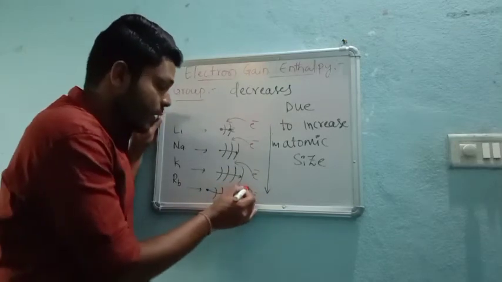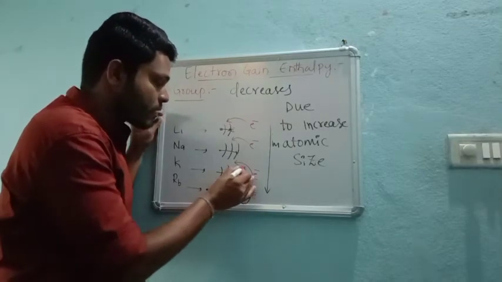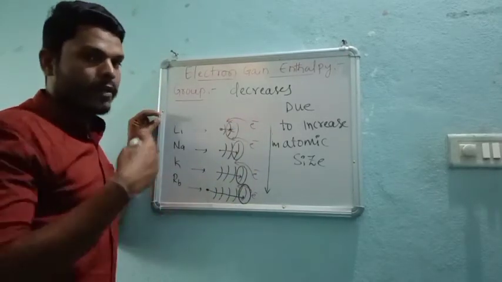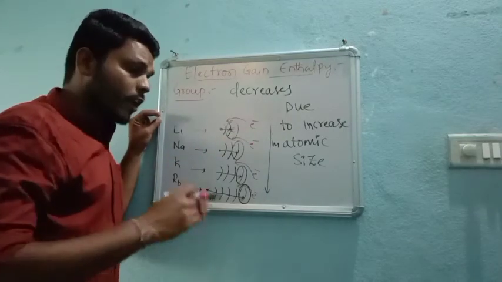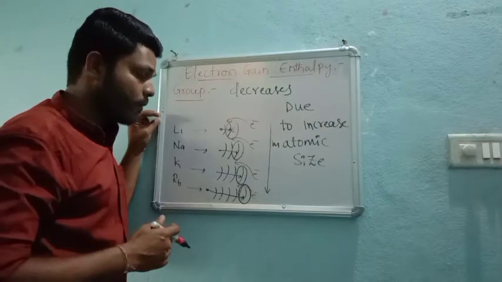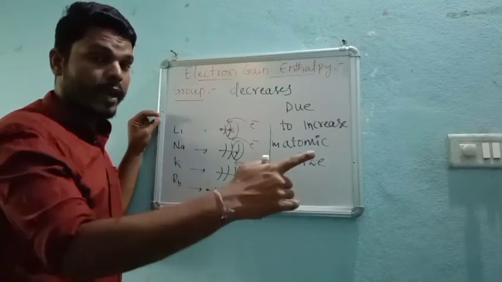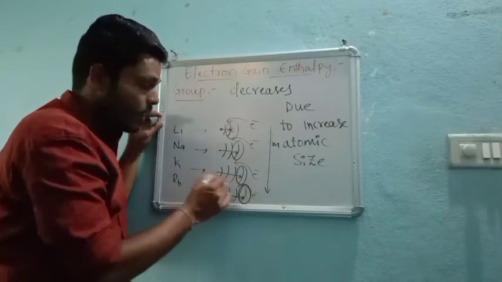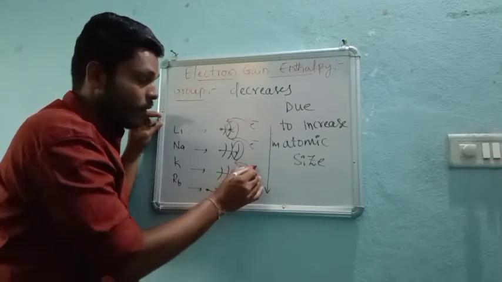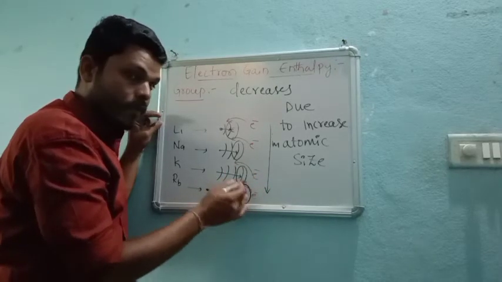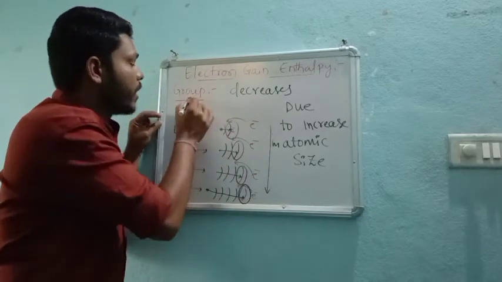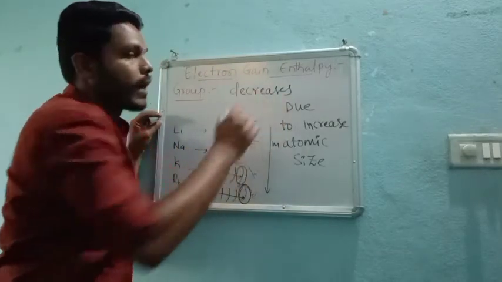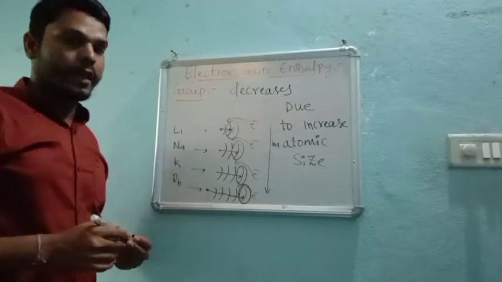So we study the chemistry just based on valence shell electrons. As the valence shell electron moves away from the nucleus, the relation between the nucleus and that valence shell decreases, or the strength of that bond decreases. So we can very easily remove the electron and very easily add the electron. That's why ionization enthalpy as well as electron gain enthalpy have the same character: in a group they always decrease.